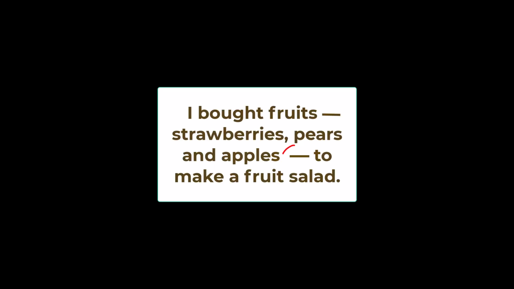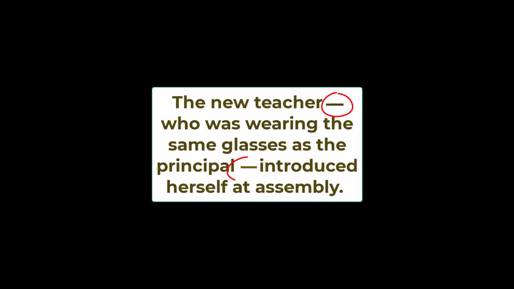A double M dash is used to break a sentence which has added non-essential information, but not losing the continuity. I bought fruits – strawberries, apples, pears – to make a fruit salad. The new teacher, who was wearing the same glasses as the principal, introduced herself at assembly.